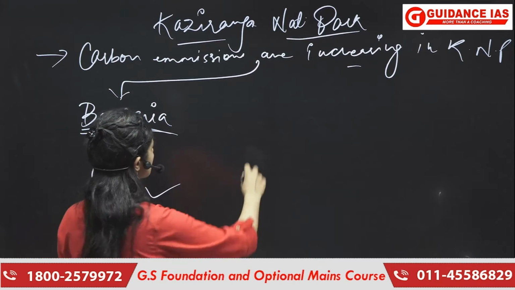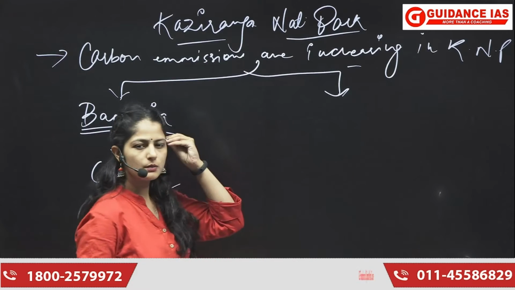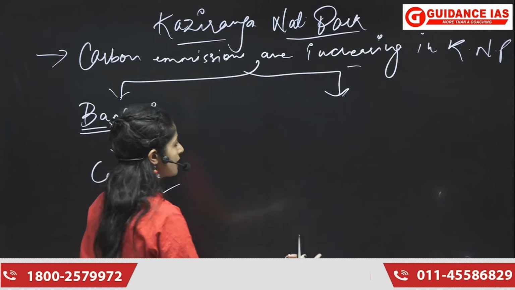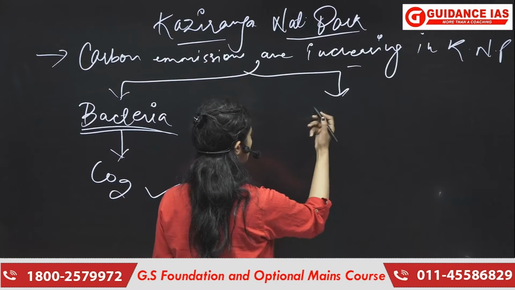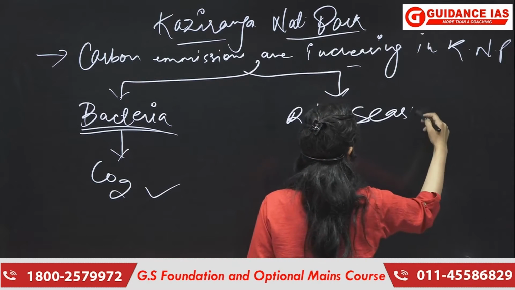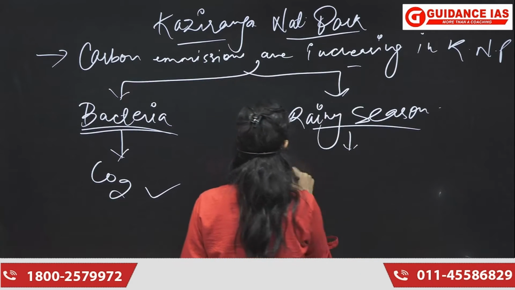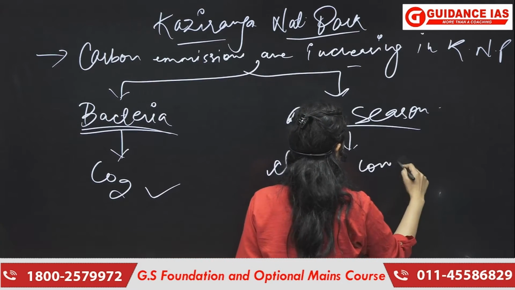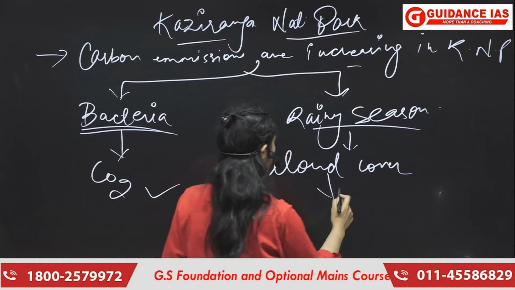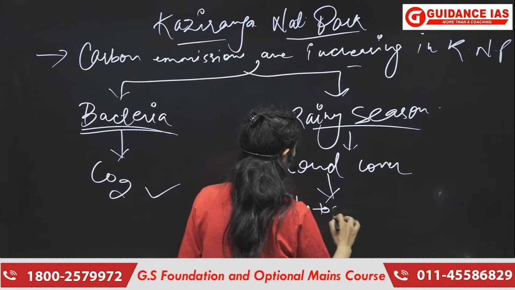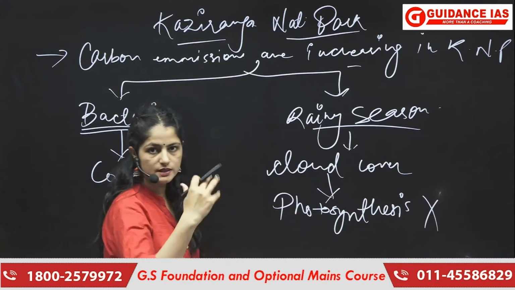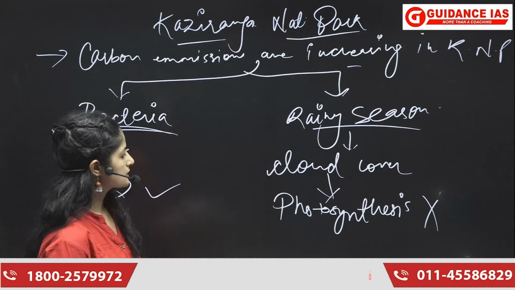Now the question could be, okay, there are trees also, no? They will neutralize the impact of carbon dioxide. So there is a problem with those trees also, especially in the rainy season. In the rainy season, cloud cover is there over the plants. Because of the cloud cover, photosynthesis doesn't happen properly because sun rays don't reach the plant properly. Photosynthesis is not happening well.